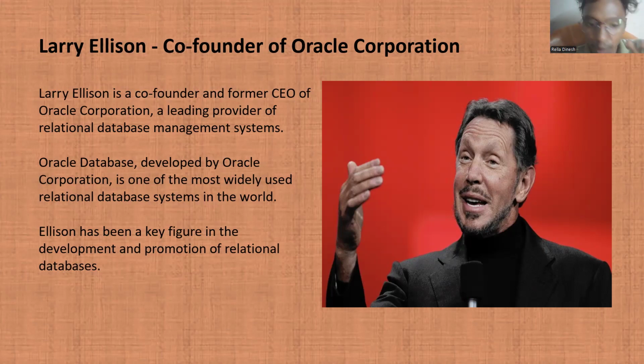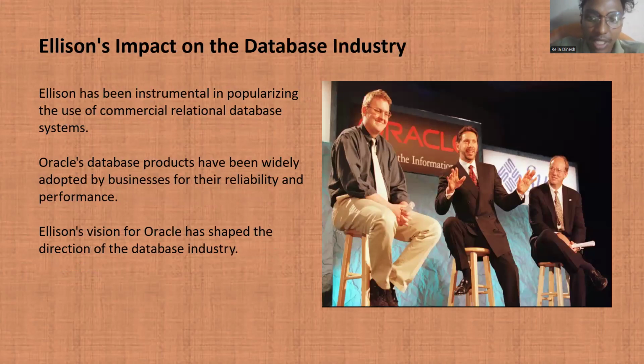How did Ellison impact the database industry? Ellison was instrumental in popularizing commercial relational database systems. Ellison's vision at Oracle has shaped the direction of the database industry. Oracle's database products have been widely accepted by businesses for their reliability and performance. The Oracle database is used in businesses because it has features like reliability and high performance. In this way, Ellison shaped the database industry's direction.